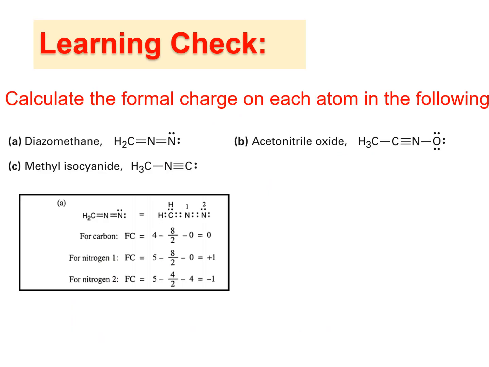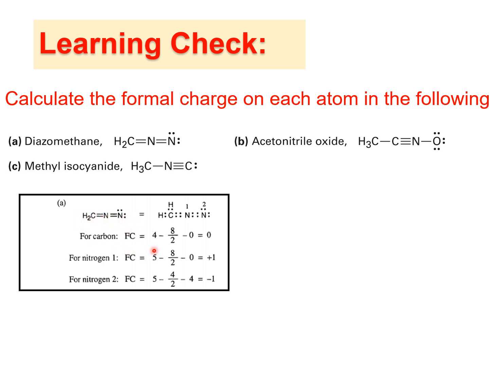In the next slide, I have a learning check, which you can use to see if you have understood the concept of formal charge. 3 molecules are given: diazomethane, acetonitrile oxide, and methyl isocyanide. You have to calculate the formal charge of each atom in each of these molecules. The first one is worked out here. We have CH2 double bond N double bond N, and you have to calculate that for carbon and the 2 nitrogens separately.